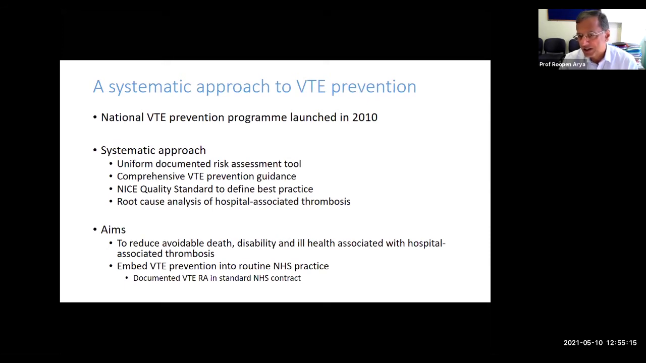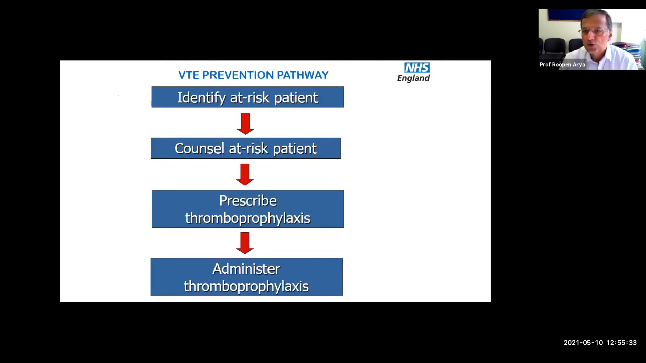So in 2010, a national VTE prevention program was launched in England. And I think the mainstay of that is a uniform, mandated and documented risk assessment process, because we know that risk assessment is the trigger for the VTE prevention pathway. The figures have been collected nationally via the Unify data collection. But until recently, we had an incomplete oversight of the rest of the pathway, whether it was counseling the patients or prescribing appropriate thromboprophylaxis.